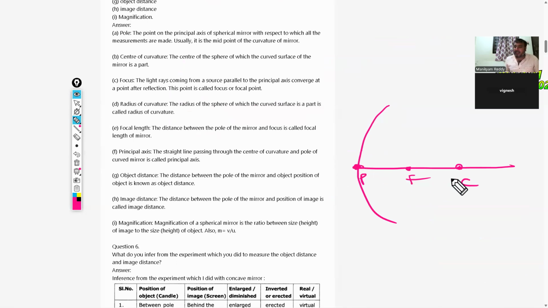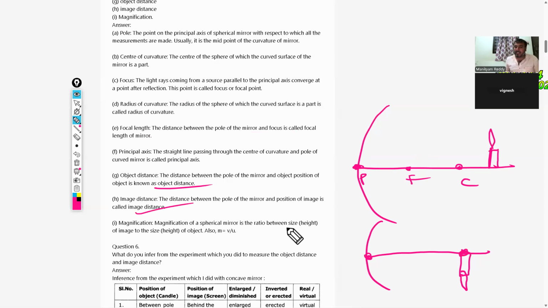The distance between the pole of the mirror and the object position, any position, is known as the object distance. Next, image distance. The distance between the pole of the mirror and the position of the image is called the image distance.